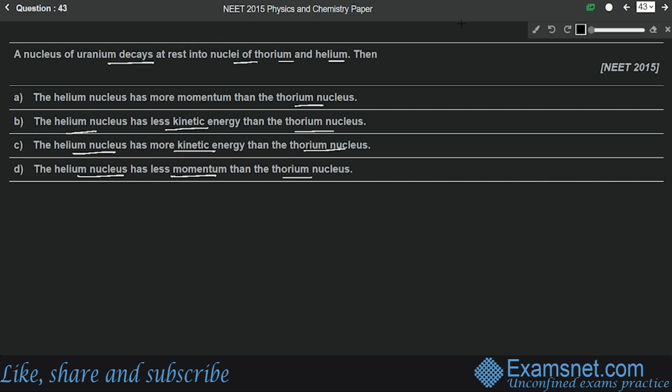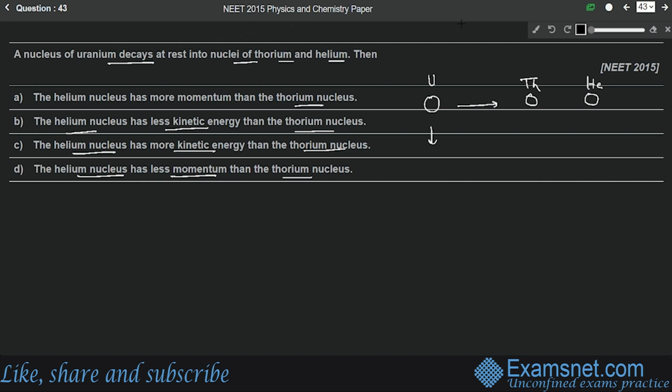So basically two things are compared, momentum and kinetic energy, between helium and thorium nucleus. Okay, so initially we had uranium nucleus which decays into thorium and helium. Okay, so the uranium nucleus before decay was at rest.